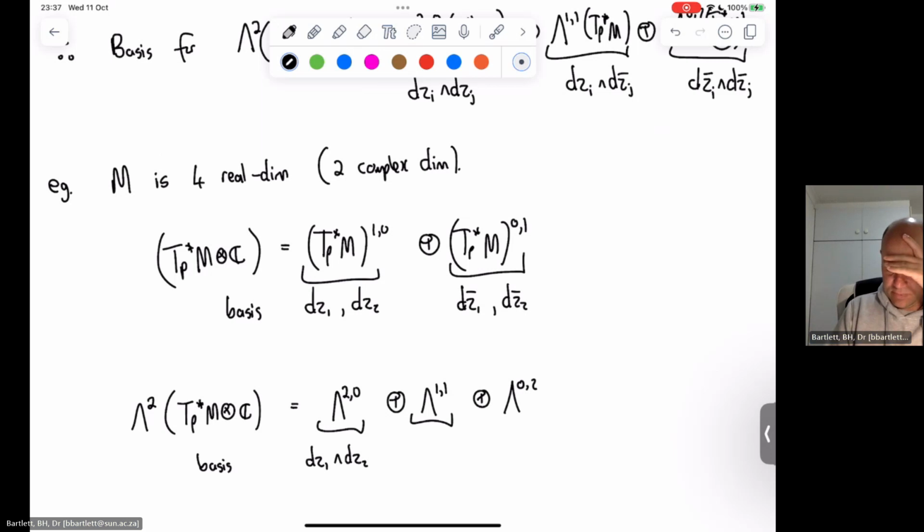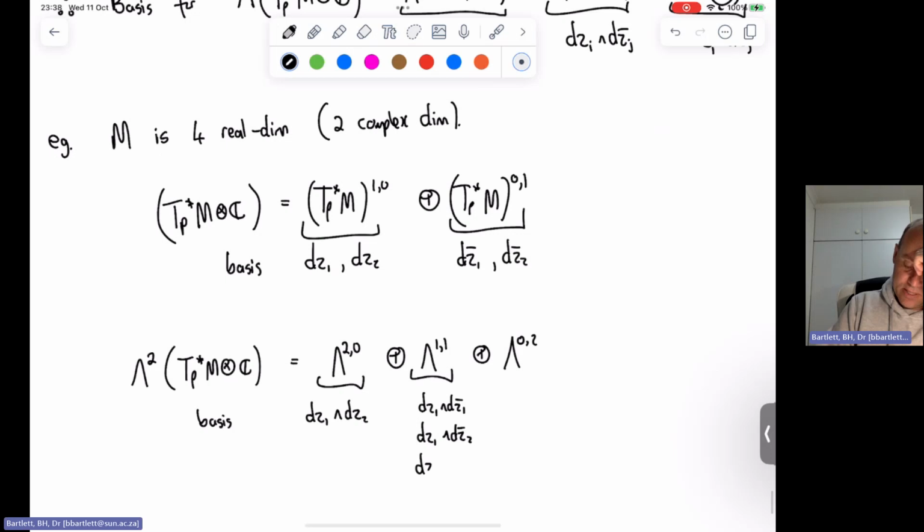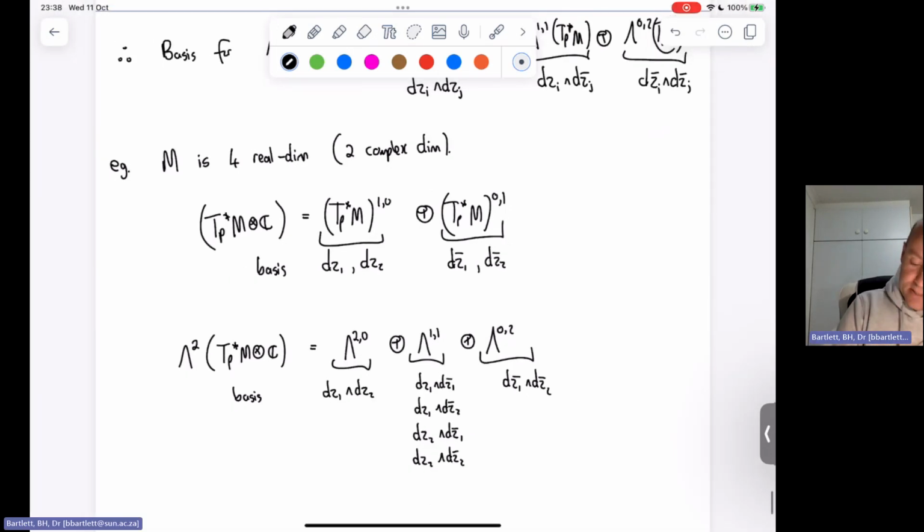Over here, what can you get? You can do a dz1 wedge dz bar 1. That's okay now because these things are different, you see. You can do a dz1 wedge dz bar 2. You can do a dz2 wedge dz bar 1, and you can do a dz2 wedge dz bar 2. And over here, you have to wedge the dz bars together, so the only thing you can do is this.